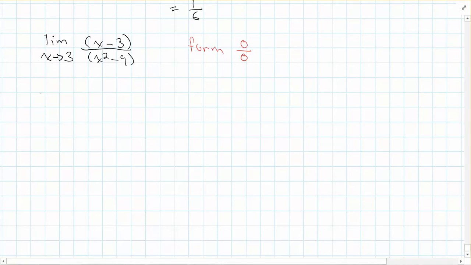If I directly apply L'Hopital's rule, that's saying that this is equal to the limit as x approaches 3. Now I take the derivative. Well, what's the derivative of x minus 3? This should be very easy for us all. This is, of course, just 1.